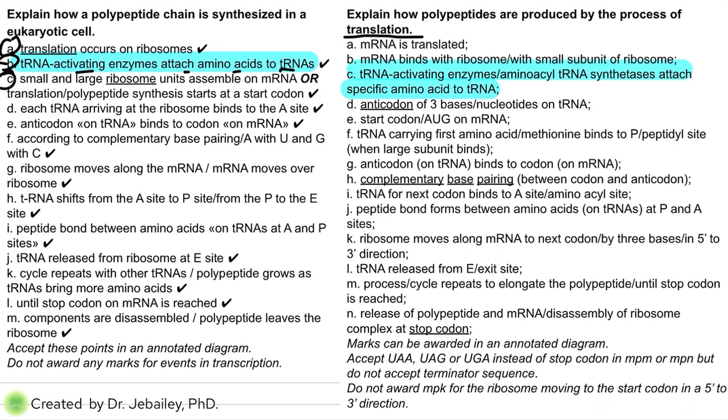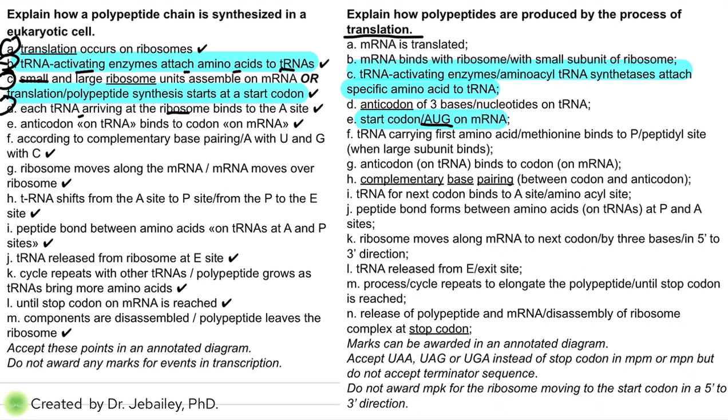Then on the next one, C: small and large ribosome units assemble on mRNA, or translation polypeptide synthesis starts at the start codon. Do we have anything that has start codon? Yes, we have the start codon here, which is AUG. Do we have anything about the ribosome attaching? Nope, we don't really have the beginning attaching large and small ones. We don't have it, so it doesn't touch here. But we do have this part right here, the part of the start codon, although this one is more specific by giving the example.